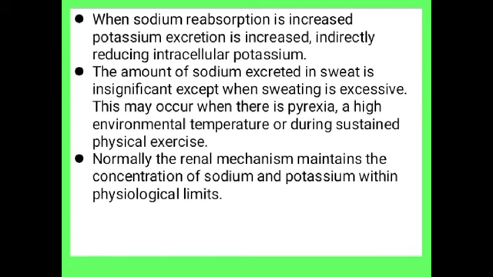So we're saying that normally the renal mechanism maintains the concentration of sodium and potassium within physiological limits, whereby where sodium is less, the kidney is going to produce antidiuretic hormone. Where we've got a lot, there's also going to be the production of diuretic hormone, which is going to increase the excretion of sodium, and it is going to reduce the reabsorption of sodium. By so doing, it is going to maintain homeostasis.